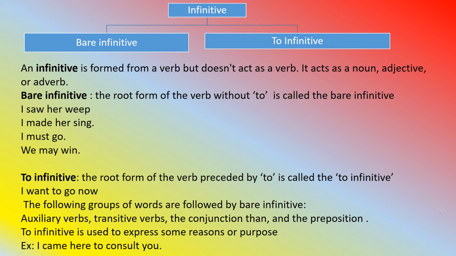You can see there is no modification in the form of the verb, but here the verb is not an action word, but it's acting as a noun. The to infinitives are the root form of the verb preceded by to. For example, I want to go now. To is used before the verb.